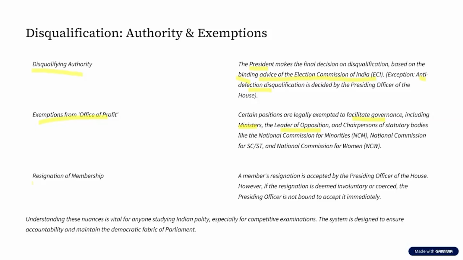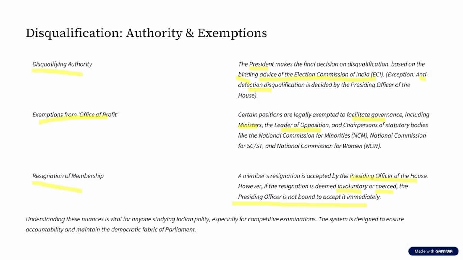Then coming to the resignation of membership, any member can resign from his MP position whenever he wants. To whom is the resignation given? To the presiding officer of the House. That is, in Lok Sabha it is the Speaker, and in Rajya Sabha it is the chairperson. Now, is it mandatory for the presiding officer to accept this resignation? The answer is no. If the presiding officer feels that this resignation was involuntary, or was forced upon this MP, then the presiding officer is not bound to accept it.